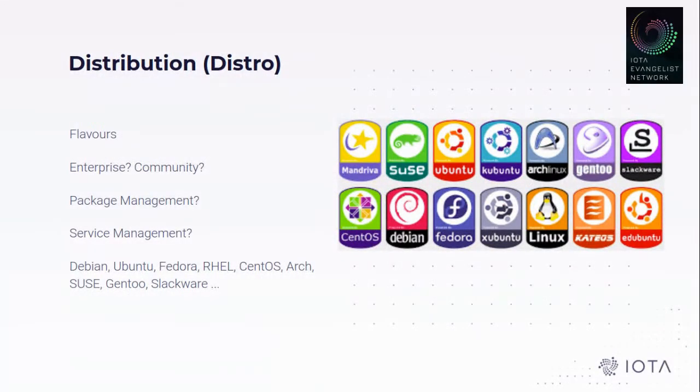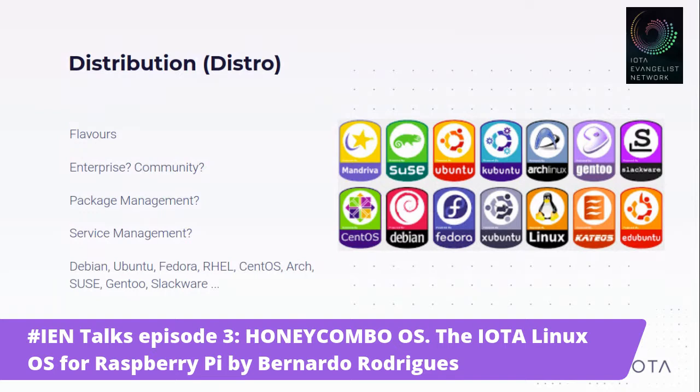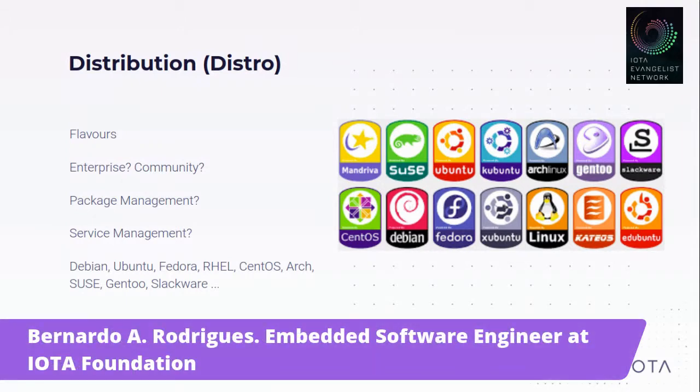And so we have many distributions. Whenever you see distro, it is just short for distribution. You can think of a distro as a kind of flavor of the operating system, and you're going to choose your flavor based on a few questions about the kind of usage you're going to give to this operating system. A few of these questions: is this going to be used for an enterprise purpose, or is this just a community project? What kind of package management do you want? What kind of service management do you want? In this slide, I have some examples of the most famous Linux distributions at the moment.